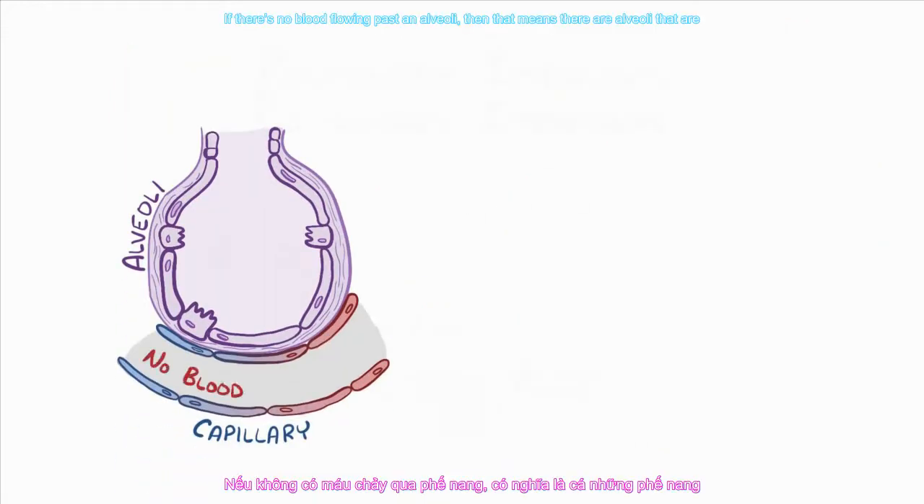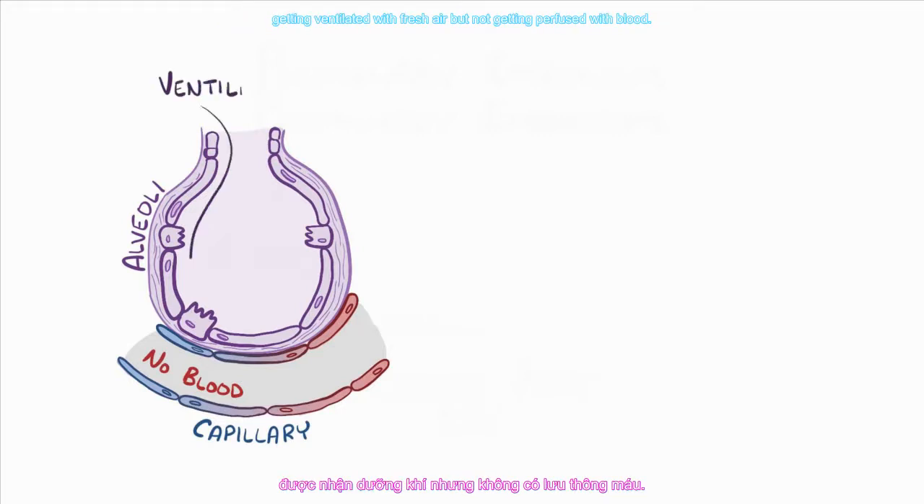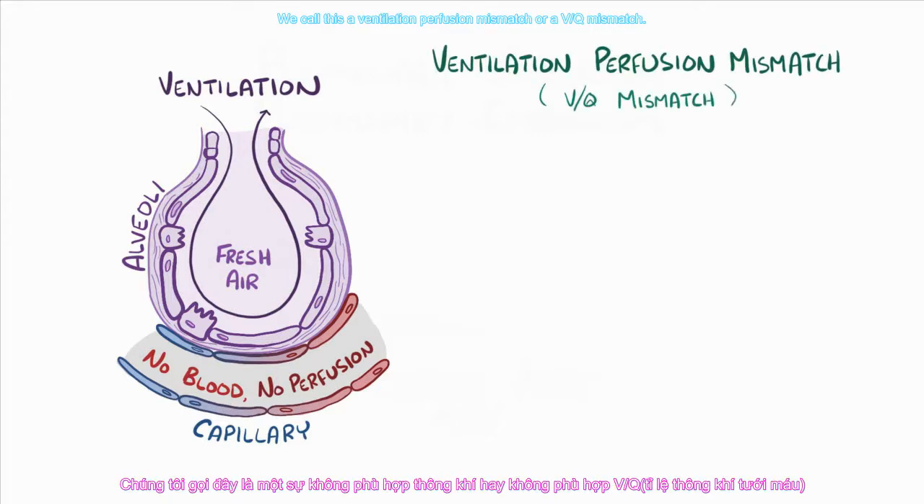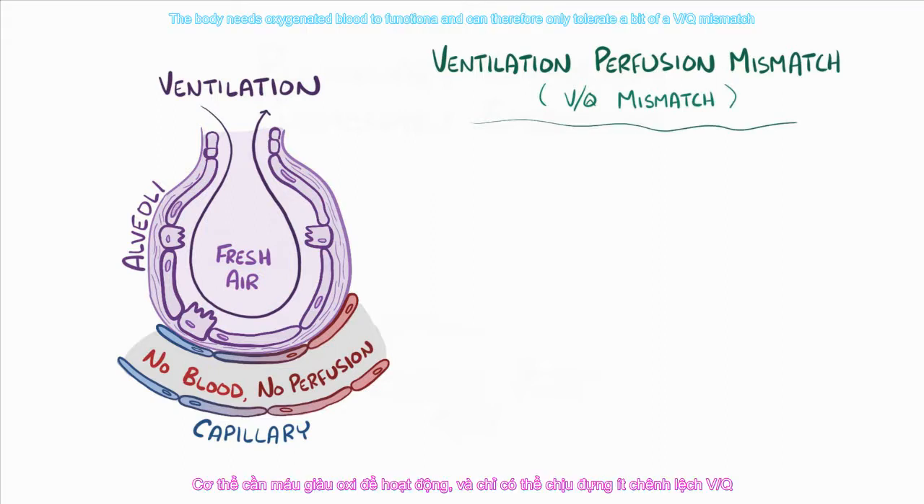If there's no blood flowing past an alveoli, then that means that there are alveoli that are getting ventilated with fresh air but not getting perfused with blood. We call this a ventilation-perfusion mismatch, or a VQ mismatch. The body needs oxygenated blood to function, and can therefore only tolerate a bit of VQ mismatch, before the lungs are no longer able to meet the needs of the body.